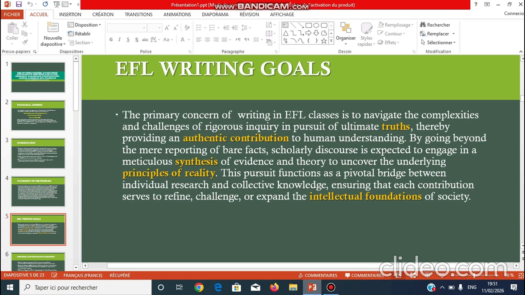This pursuit functions as a pivotal bridge between individual research and collective knowledge, ensuring that each contribution serves to refine, challenge, or expand the intellectual foundations of society.